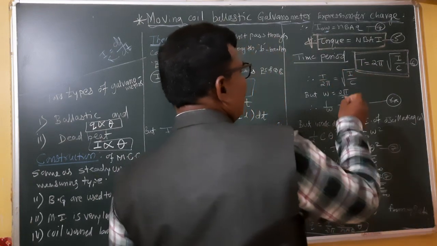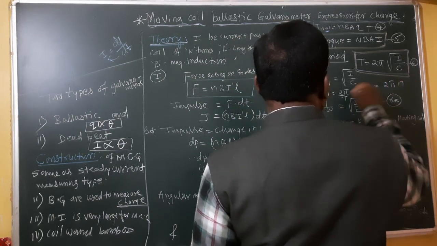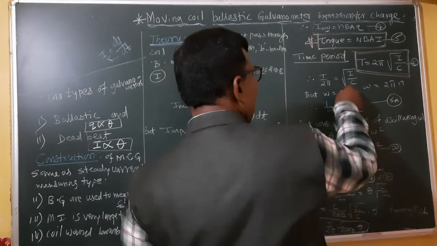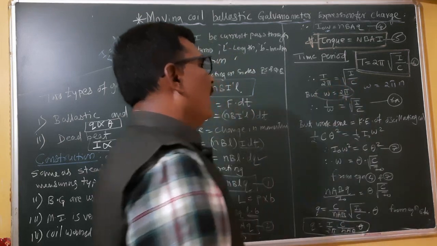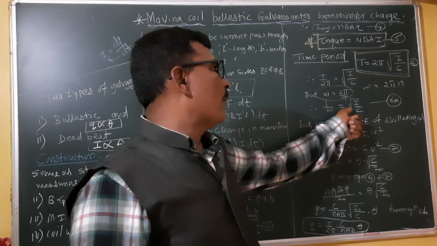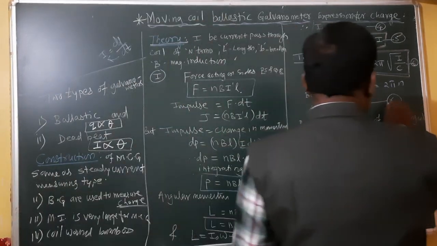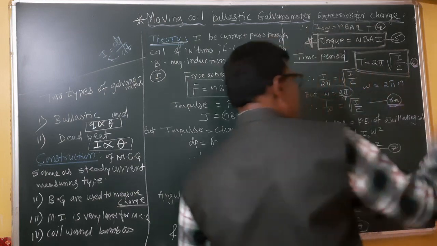But omega is nothing but 2 pi n, and n is nothing but 1 upon T. So 2 pi upon T is called omega. Here we have T by 2 pi. So 1 upon omega is equal to under root of I by C. This is equation number 6 star. Here this is 6 and this is 6 star.